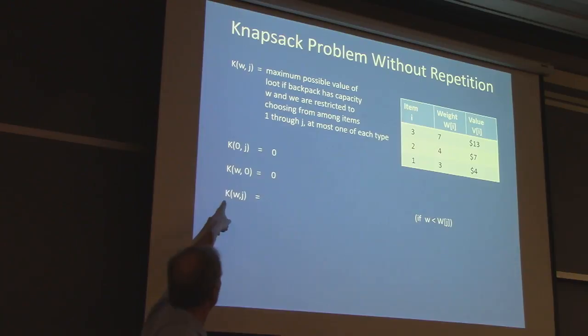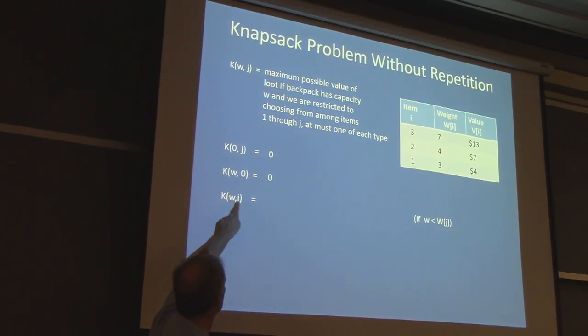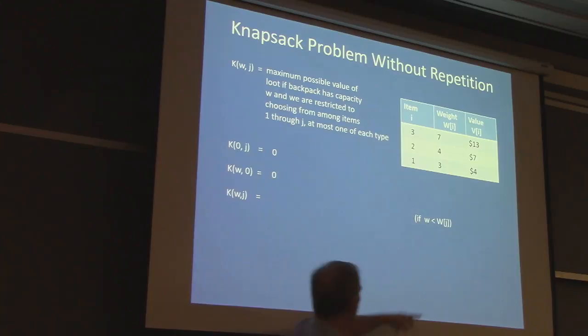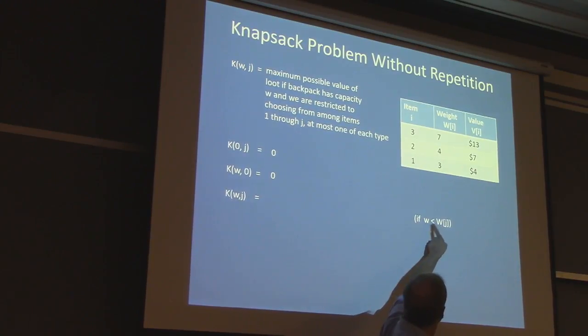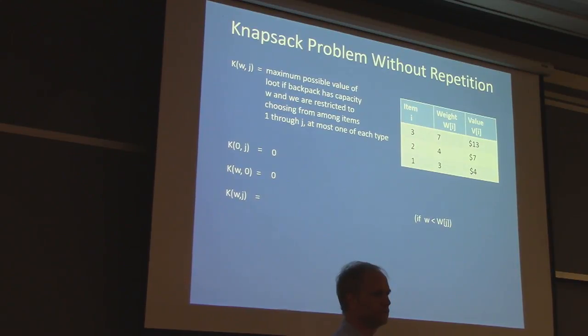What's K of W, J? Okay, this is where we have to get more creative. I want to define K of W, J. So your knapsack has capacity W. You're allowed to pick items 1 through J. And furthermore, W is less than the weight of item J. In other words, there's not room for an item J.